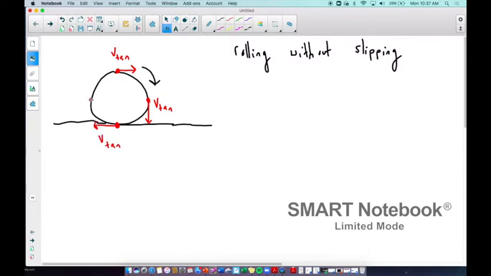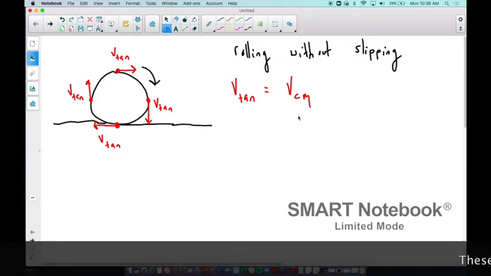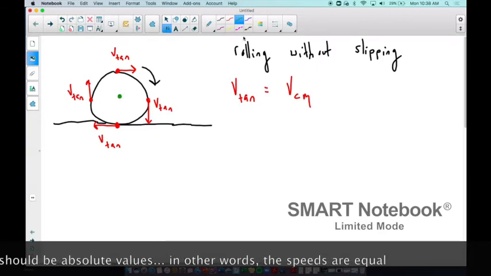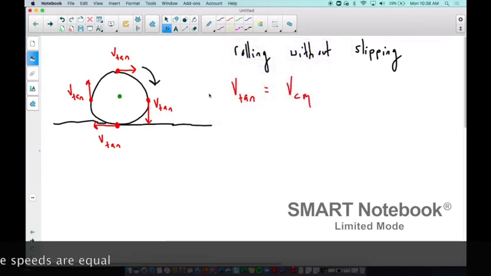And we can call them tangential velocities because they are tangent to the rolling curved path that the wheel is taking. So if this thing is rolling across the surface without slipping on the surface, then the tangential velocity at any point on the edge is going to be equal to the velocity of the center of mass of the object. In other words, let's say that the center of mass is here in the middle of the wheel.